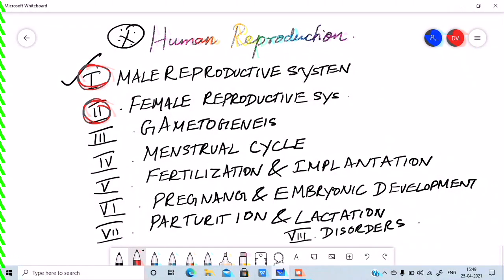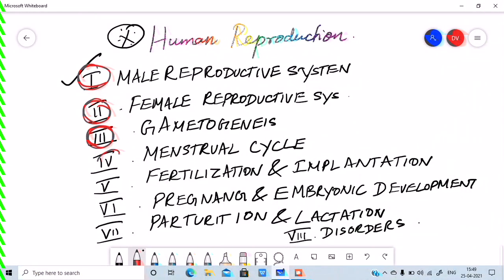If you ask me what exactly we will be learning in the male reproductive system: the primary sex organ, which is the testis, followed by the accessory ducts and glands, semen, sperm, and the external genitalia. The same goes for the female reproductive system: the primary sex organ, accessory ducts and glands, and the external genitalia. Then comes the third section, gametogenesis, where we'll learn about spermatogenesis in male and oogenesis in female. That will be very exciting, guys.